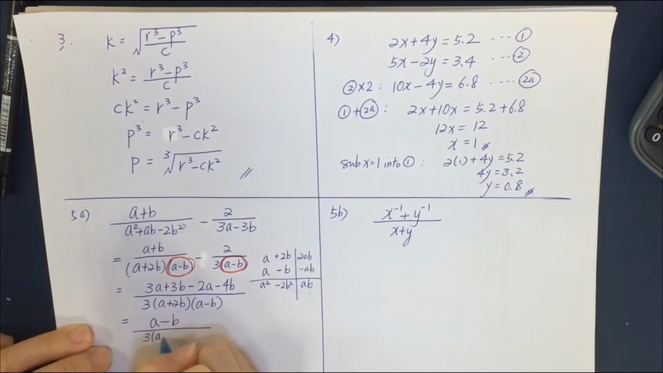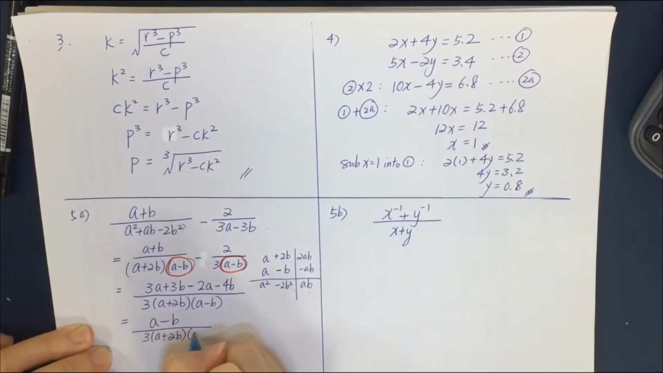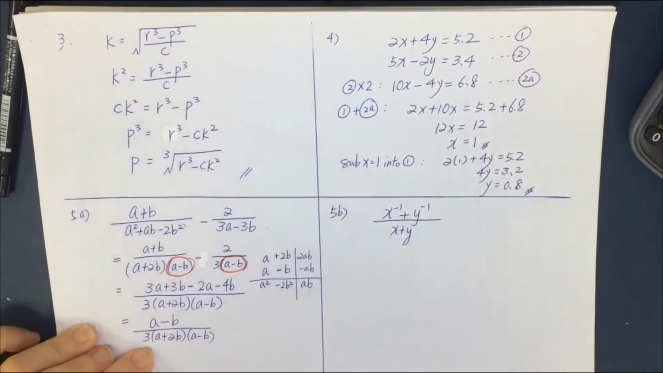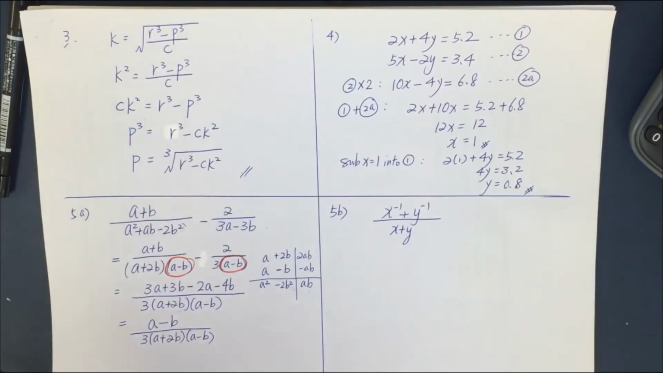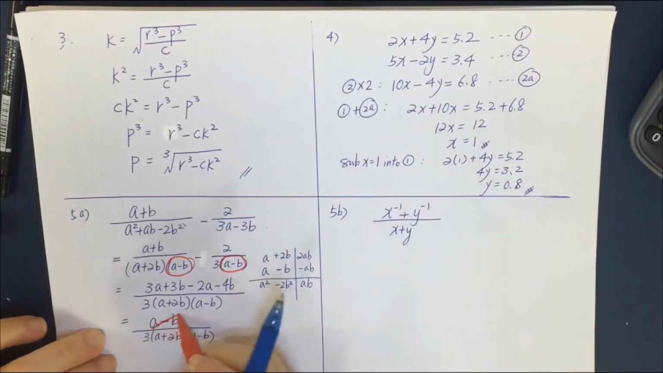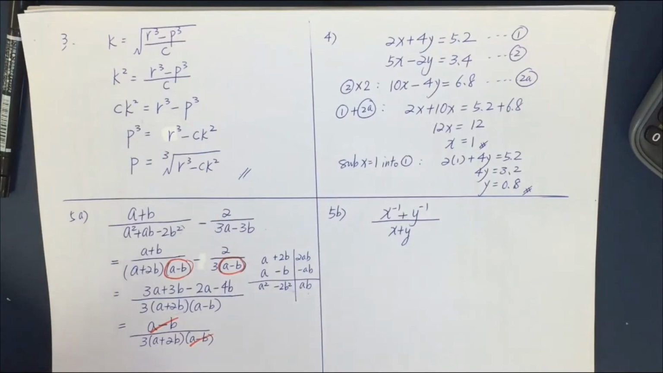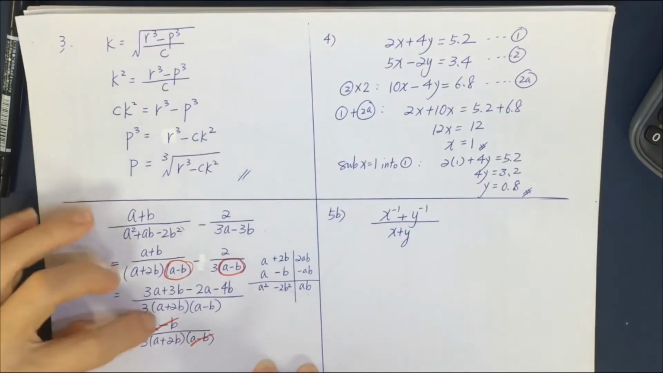And so we have 3 times, the bottom denominator we just copy. And we realize that, oh, very good, this is a minus b, this is also a minus b, so I can cancel them because it's division, right?